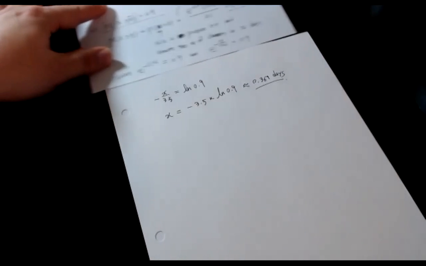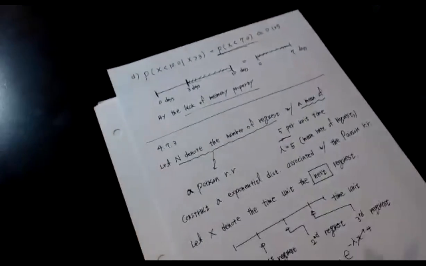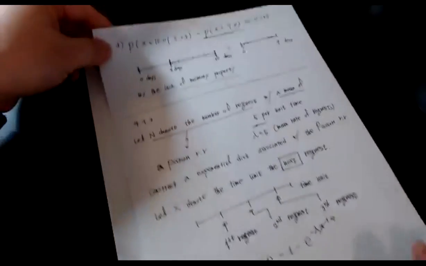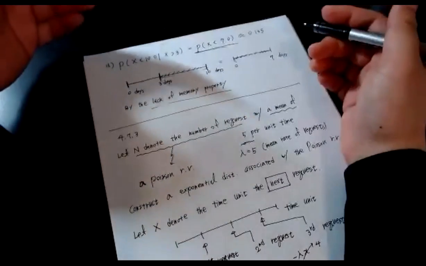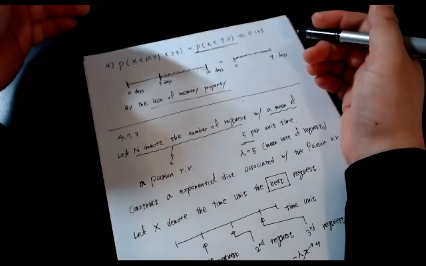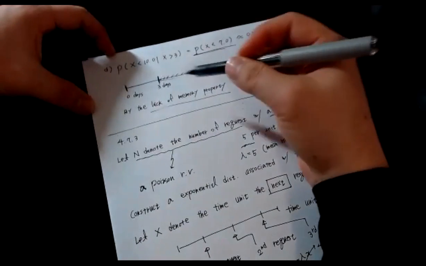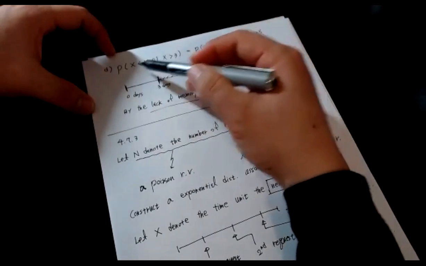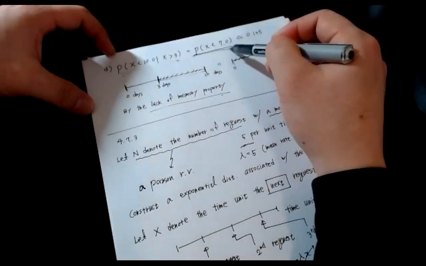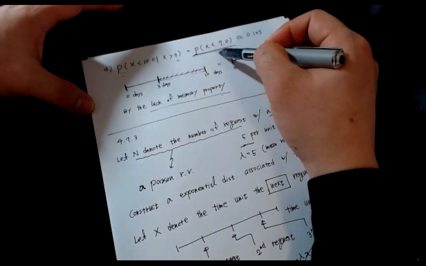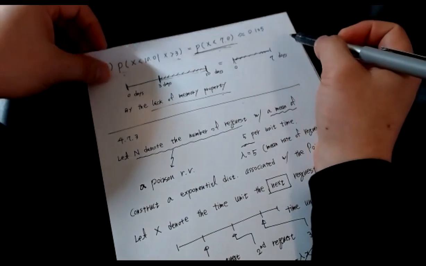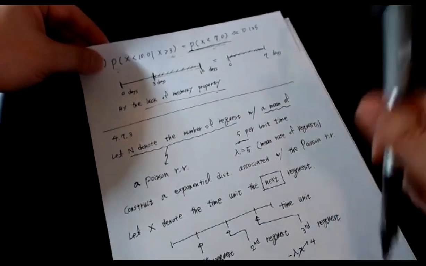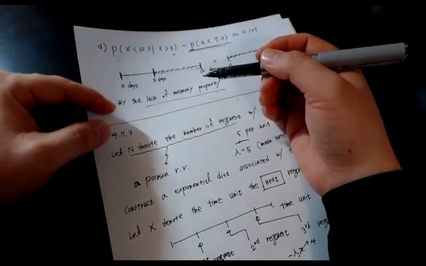So that's C, and then back to D, sorry. The question was, what is the probability that the next change occurs in less than 10 days, given that it has not yet occurred after 3 days? I told you by the lack of memory property, this conditional probability is equal to this. And then we got this in problem B, so the answer is 0.135. All right, that's problem 4.7.2. Any questions, let me know.